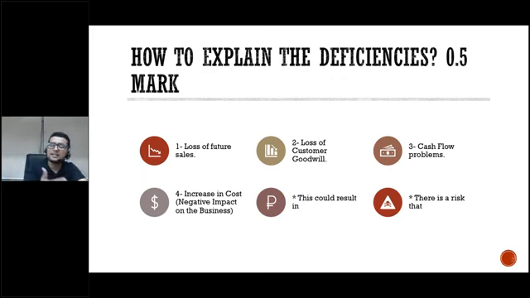There is a risk that because of this, cash flow problems may arise and it will have a negative impact on the business. This could result in delayed production orders or delayed supplies, and as a result, we might face loss of customer goodwill. So how to explain the deficiency? You are going to use either 1, 2, 3, or 4. And how to structure that answer? We are going to use wording such as this could result in, there is a risk that.